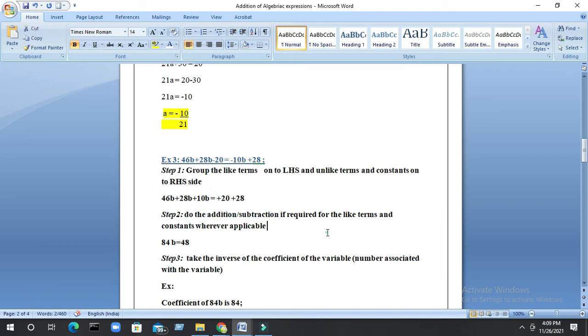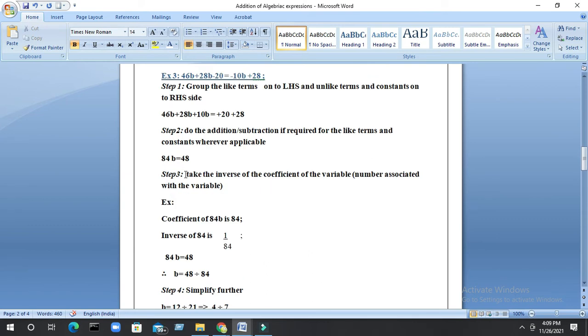Do the addition and subtraction if it is required for the like terms and constants wherever they are applicable. Yes, in the above, after step 1, just check whether the plus or minus or whatever the relevant sum is required. Yes, we have to do 46 plus 28 plus 10b, which is nothing but 84b, and again on the RHS side also we have the summation. So make the sum and get 48.